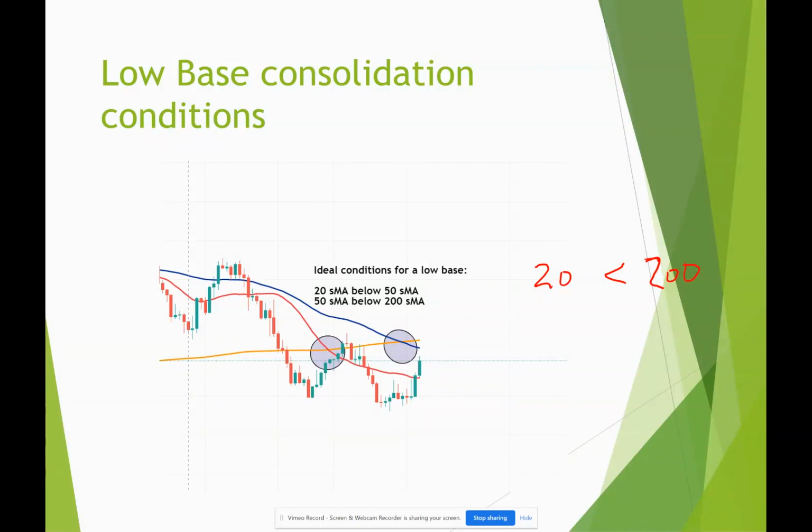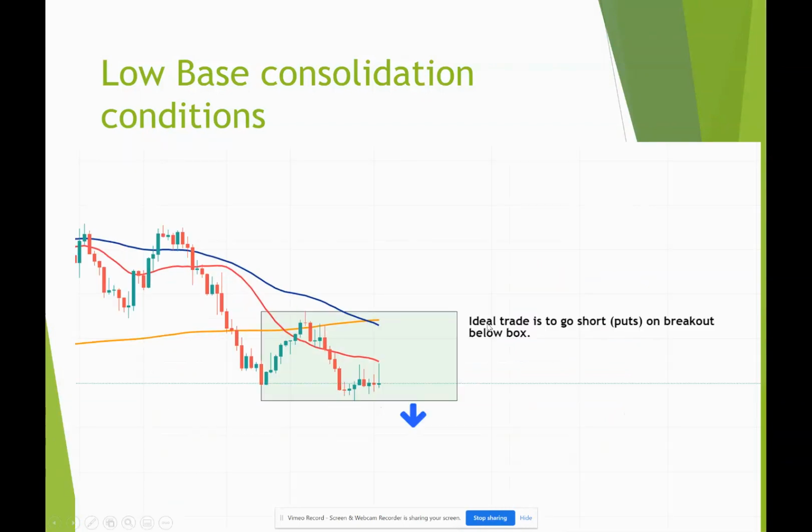Okay, so the orange line is the 200, the blue line is the 50, and the red line is the 20. So you can see that at this crossover right here, we now have the 20 below the 50 and the 50 below the 200. Okay, so that's the ideal condition for me.